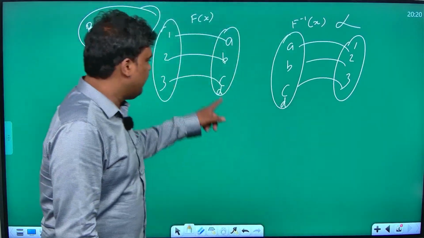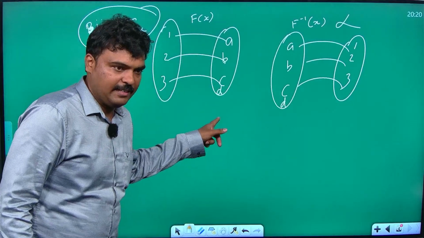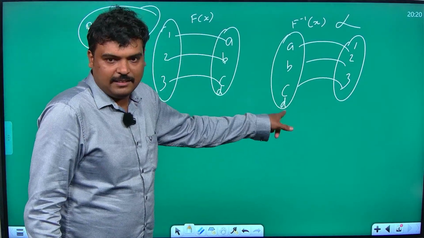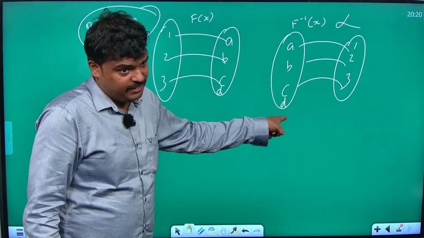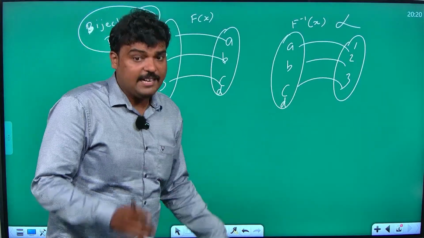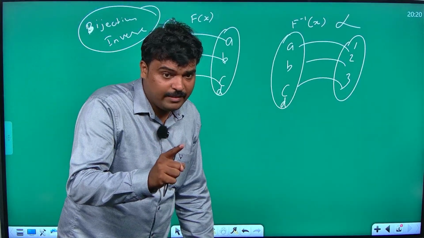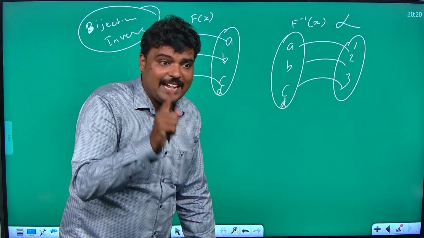Because whatever is not mapped in my codomain will remain unmapped in my inverse. That's why onto function only can have the inverse.